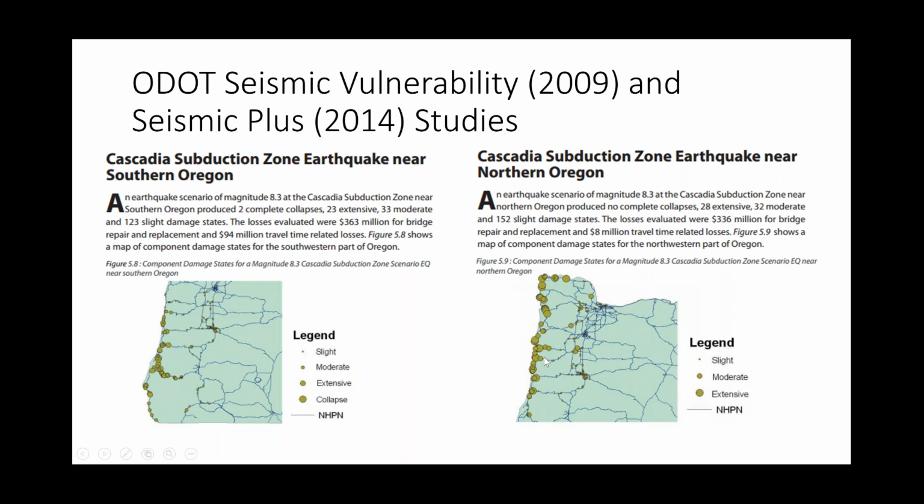If the quake occurs and the fault slips closer to the northern part, then again at an 8.3 magnitude, you're looking at more extensive damage, but no complete collapses. The Seismic Plus study followed this up with an examination of what could be done and how we prioritize some of the work on bridges, and it's been ODOT's go-to document for prioritizing seismic retrofits around the state.